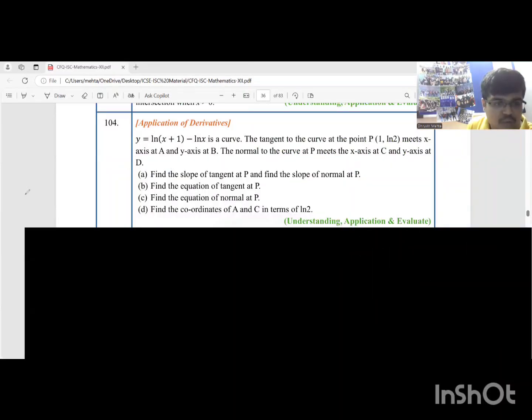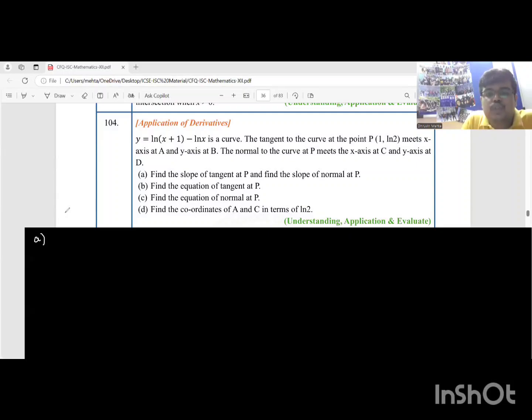Next, students, we will take question 104. y is equal to ln of x plus 1 minus ln x is a curve. The tangent to the curve at point P meets x-axis at A and y-axis at B. The normal to the curve at P meets x-axis at C and y-axis at D.